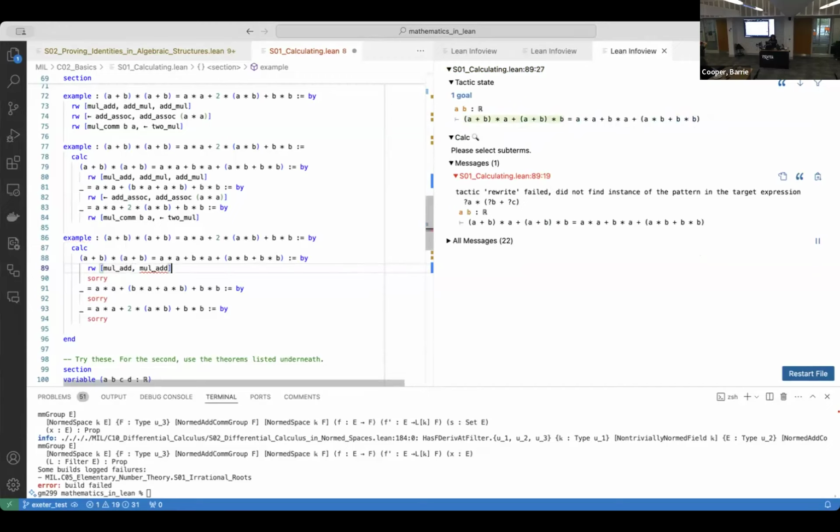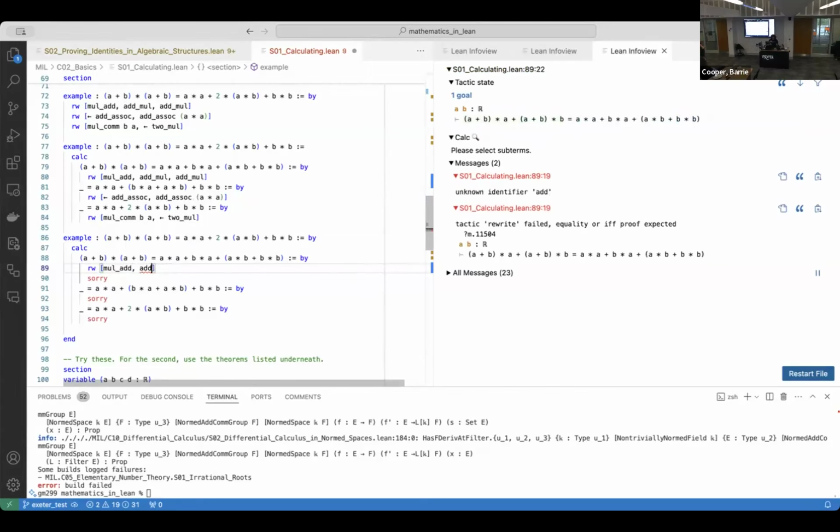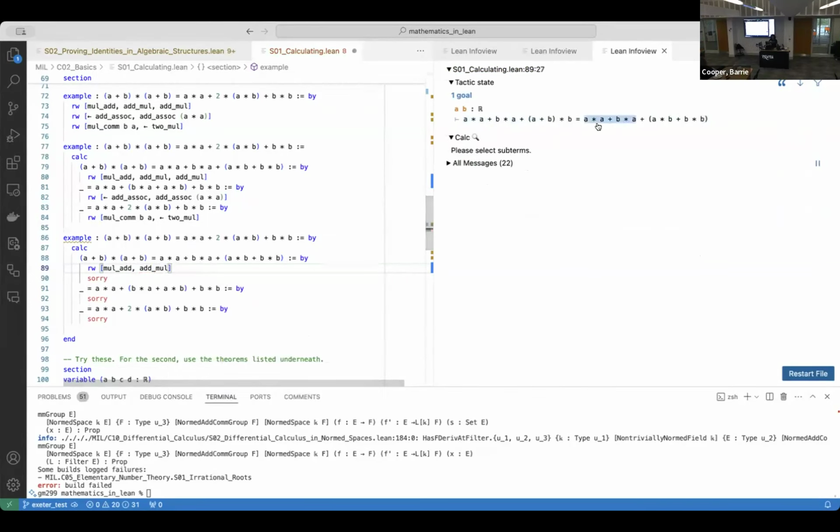Okay, so now that didn't work. So why not? It's because that's the other kind of distributivity. So we'll do add_mul. That's opened up the first term. If we put the cursor just before, we can see what it used to be. And this is another nice feature of the info view window. It's showing you what's changed. What's changed is this, with the parts in red.